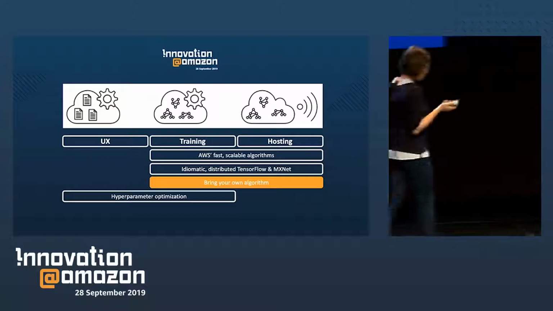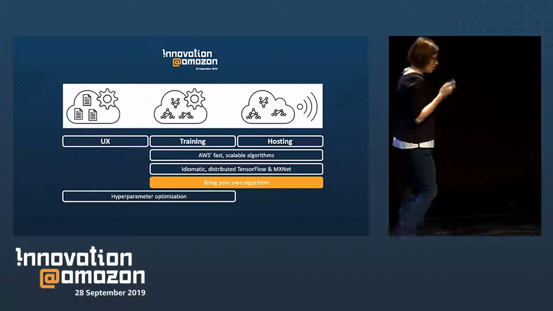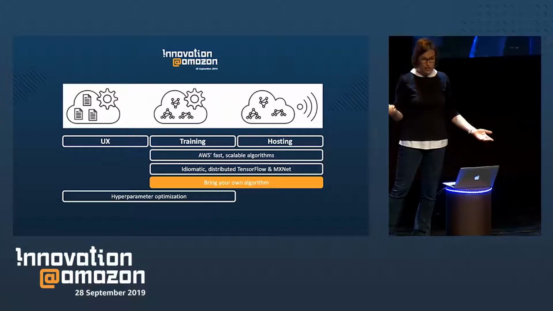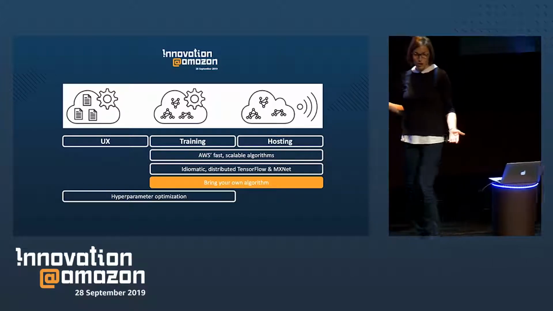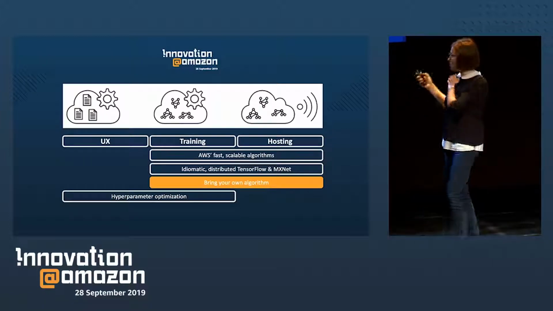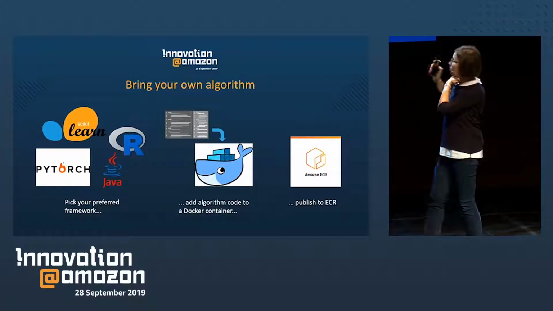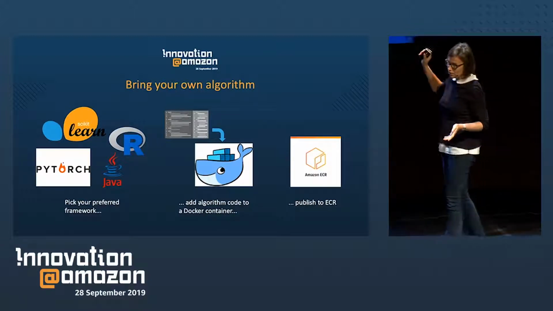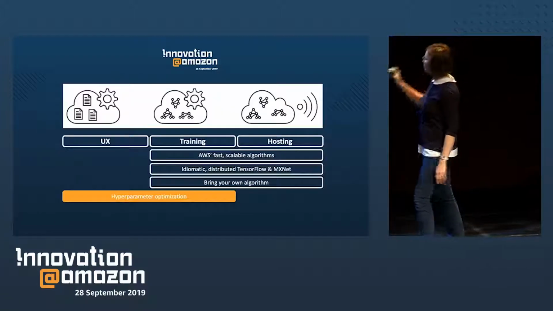Okay, bring your own algorithm. Whenever you have some algorithm trained before, you can just pack them into Docker containers, and you can bring them on to SageMaker and host them on SageMaker. So you pick your preferred framework. That's really everything that can go into the Docker container.